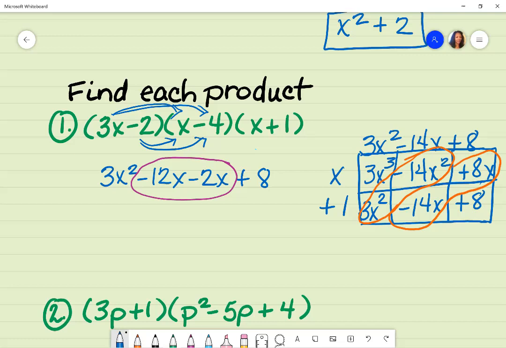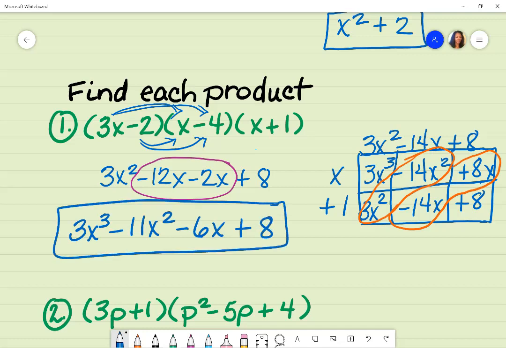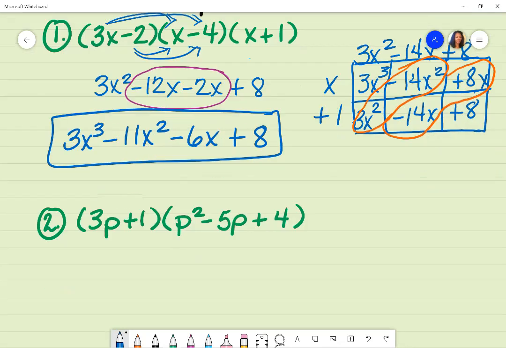My final answer in standard form, starting with the highest exponent, is 3x cubed. -14 plus 3 is -11 x squared. -14 plus 8 is -6x. And then finally plus 8. Again, pay attention to my exponents. They're going down 3, 2, 1, and then there's not any.